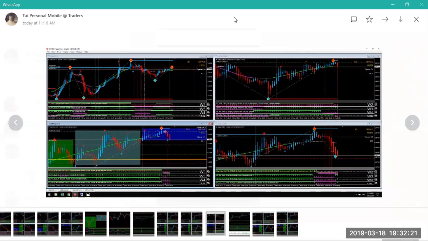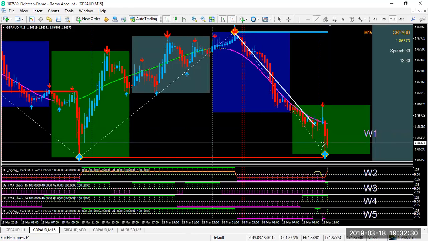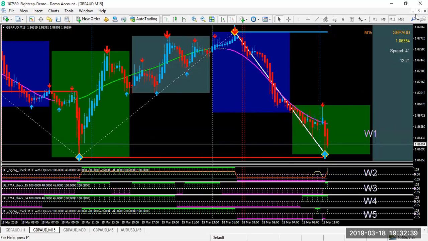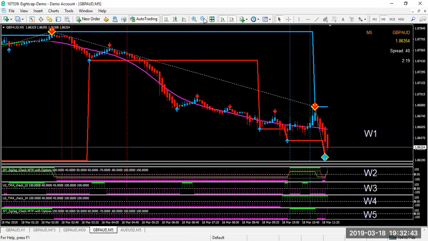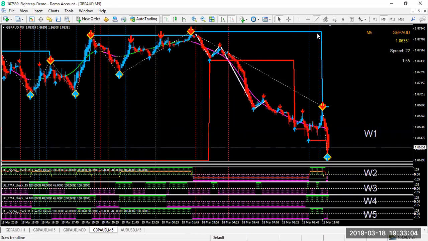So here it is. That's what it's done. 152 pips. Yep. So our 5-minute trade, if we trace upwards, because price needs to go, if it wants to go further down.